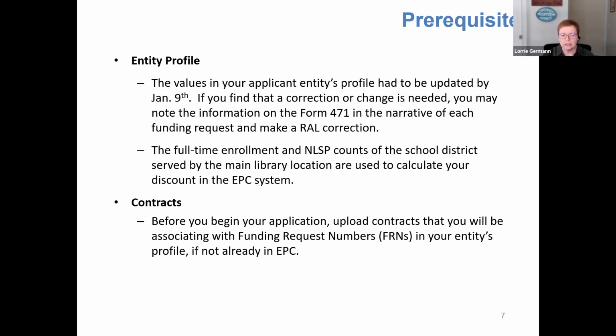Now, the school districts also had until January 9th to go in and update student enrollment and the National School Lunch Program information, those counts. If they did not get that information updated by the 9th, then the discount rate that you're looking at in the portal is going to be based on last year's data. So keep in mind that if the district goes back and puts the information on their 471, it may affect your discount rate.